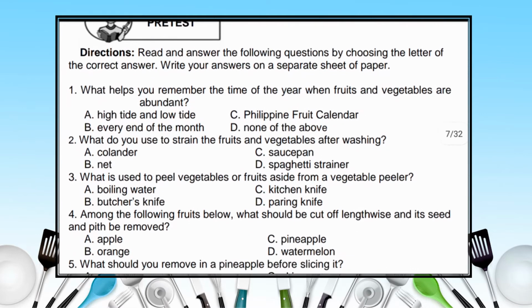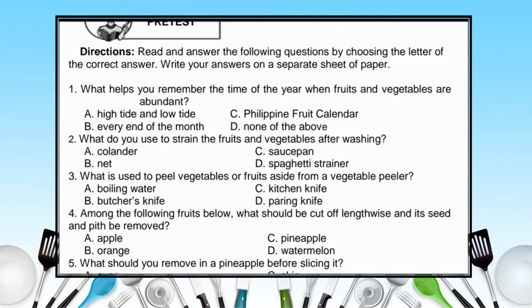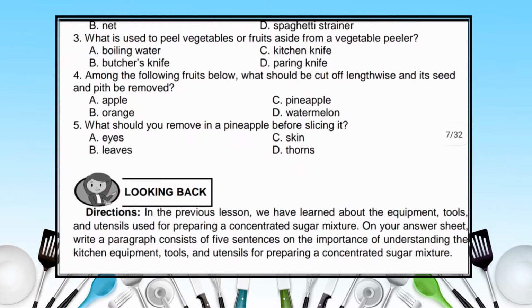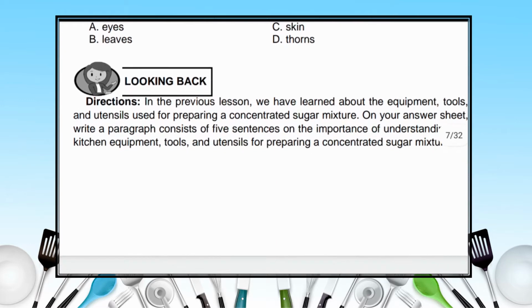For the pre-test, there are 5 items, a multiple choice type of test. So what you need to do is to just read the questions and answer them as best as you can. Then after that, you'll proceed to the second part, which is the looking back.